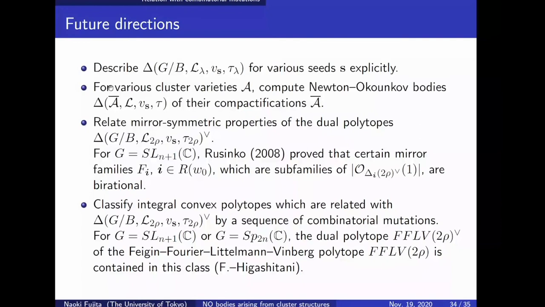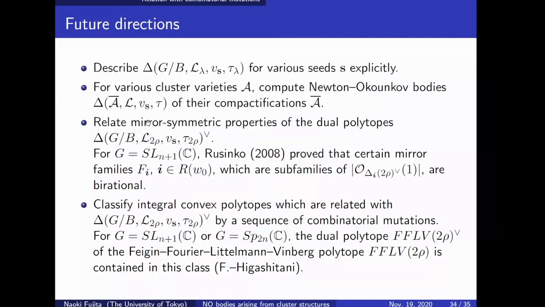Next, my research is only on flag varieties, but our valuation V_S can be defined for an arbitrary cluster variety A. So I would like to compute the Newton-Okounkov body of their compactification. Also, my original motivation for this research is to relate geometric properties of string polytopes and Nakashima-Zelevinsky polytopes. More precisely, I would like to relate some mirror symmetric properties of the dual polytopes.